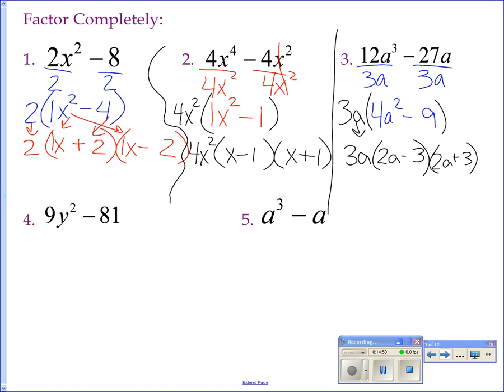All right, number 4, 9y squared minus 81. Brandon, what do I do first? Good. What goes into both of those? Anything else? Nope. Okay. Jack, what do you do next? Do you know what 81 divided by 9 is? Good. Put it in parentheses, and the 9 goes out front. Riley K, can it go any further? Yep. To what?